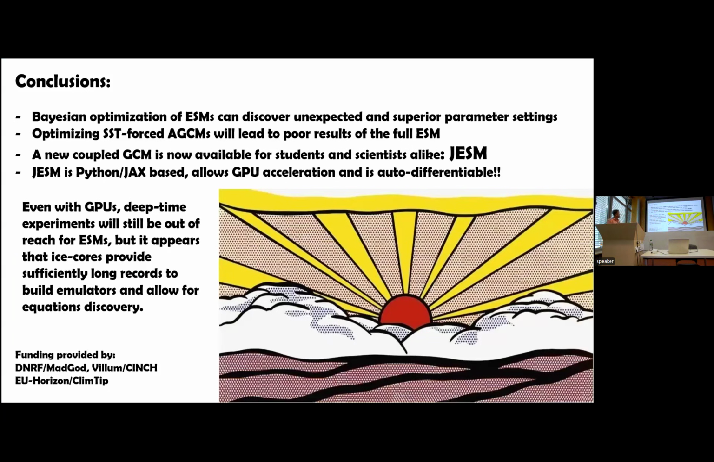Sorry, I was a bit over time, but for the first part, I hope I convinced you that with Bayesian optimization we can discover unexpected and superior parameter settings. I also hope I convinced you not to tune AMOCs or compute AGCMs alone. It's really very helpful to tune the fully coupled model. It gives you much superior results. Then we're excited to introduce JASM, our JAX Earth system model. It's also a very nice tool for students and for prototyping because it runs on GPUs. It's much faster to use. And especially for students, there's not a single line of Fortran in there. It's all based on Python.